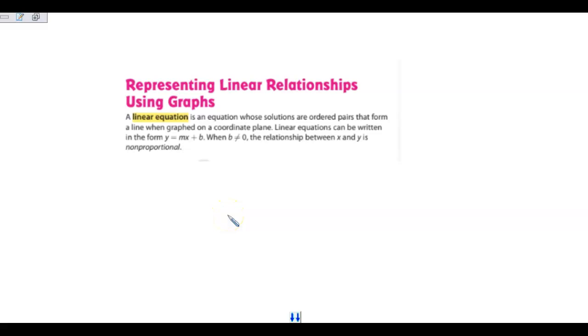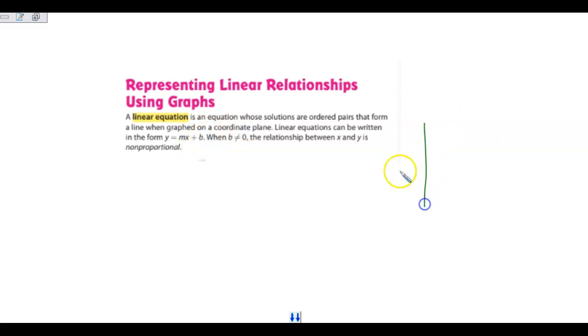A linear equation is an equation whose solutions are ordered pairs that form a line when graphed on the coordinate plane. Linear equations can be written in the form of y equals mx plus b when b is not 0. The relationship between x and y is non-proportional. And you'll remember that b is your y-intercept.